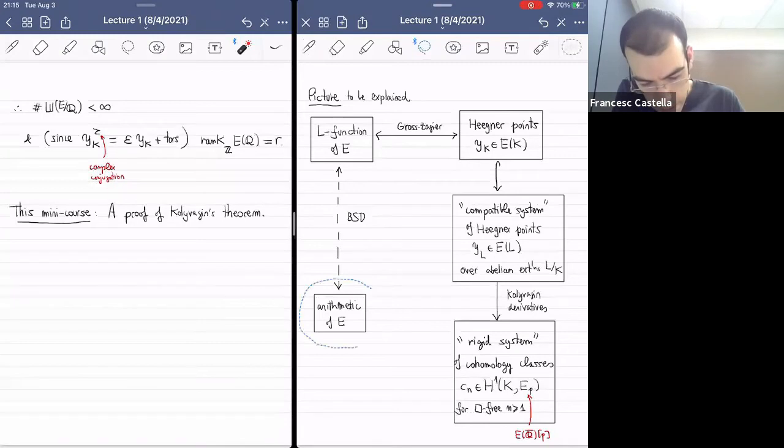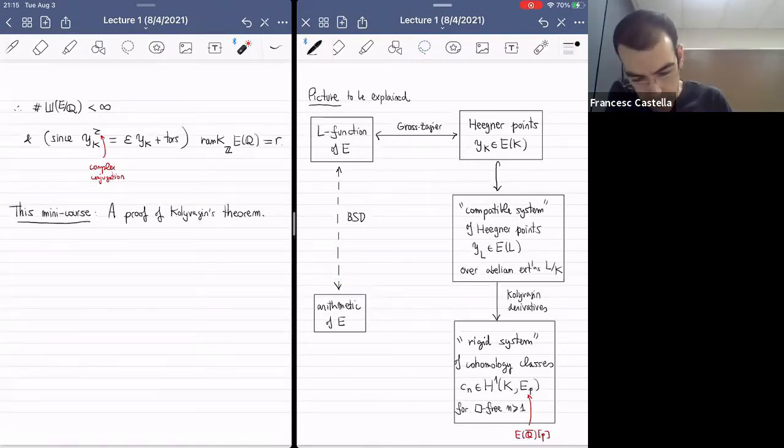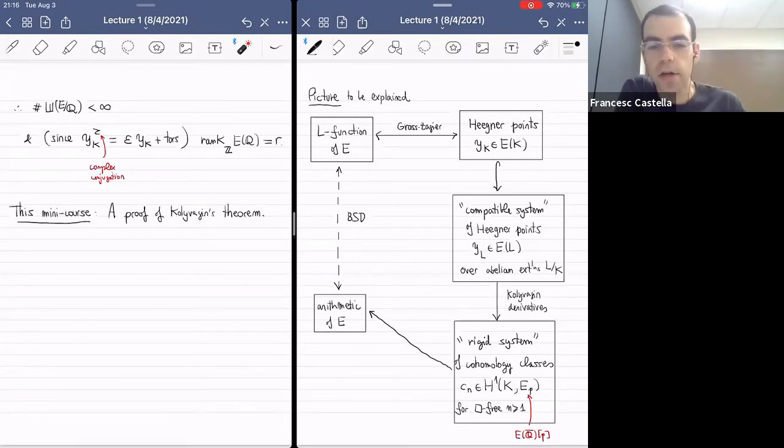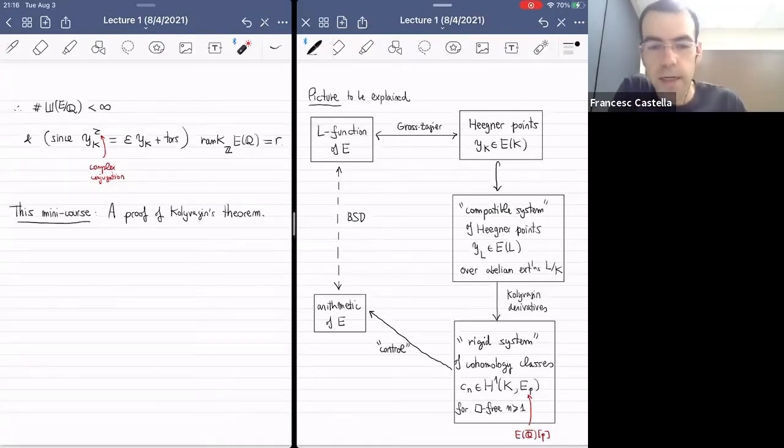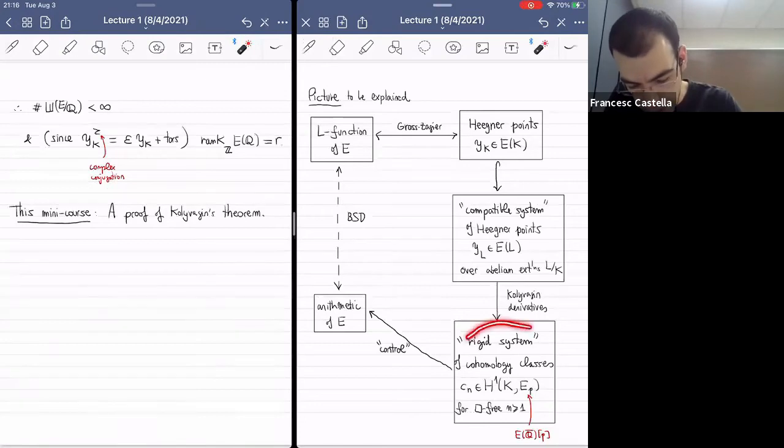Okay, and lastly, it's going to be these cohomology classes that Kolyvagin is going to use in order to get a control on the arithmetic of E. Okay, so here one uses control. Okay, and he will be able to exert this control on the arithmetic of E, provided this system is non-trivial.